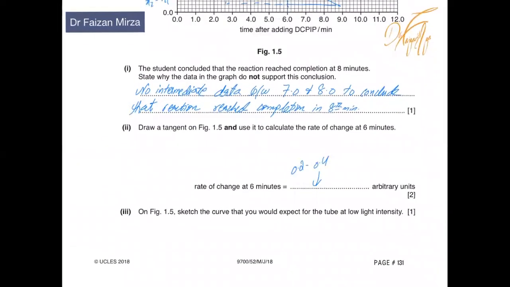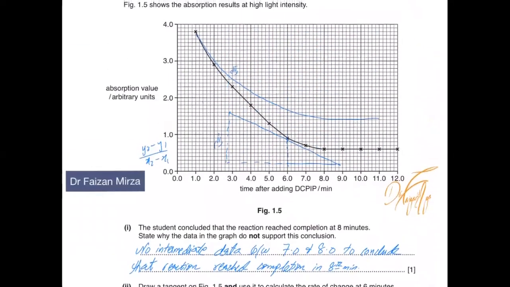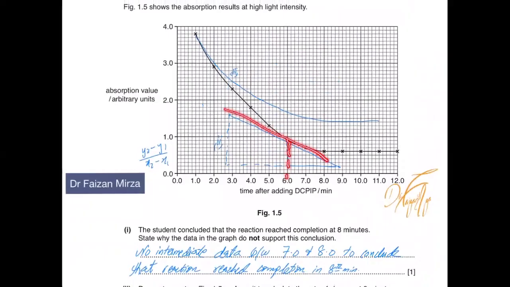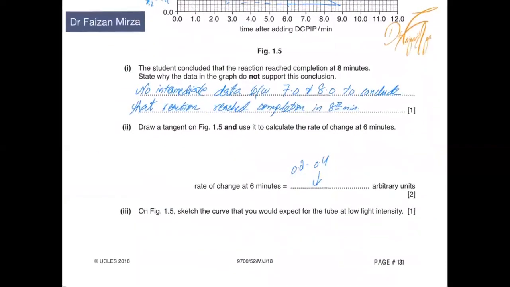Draw a tangent on figure 1.5 used to calculate the rate of change at 6 minute interval. So at 6 minute interval, just draw a tangent, and after drawing the tangent, calculate the slope, y2 minus y1 upon x2 minus x1. Your answer will come in the range of 0.2, 0.4.